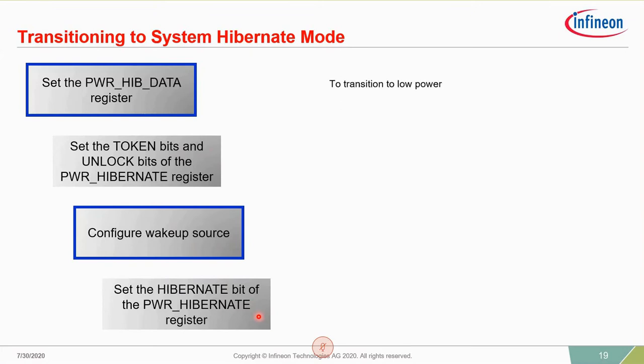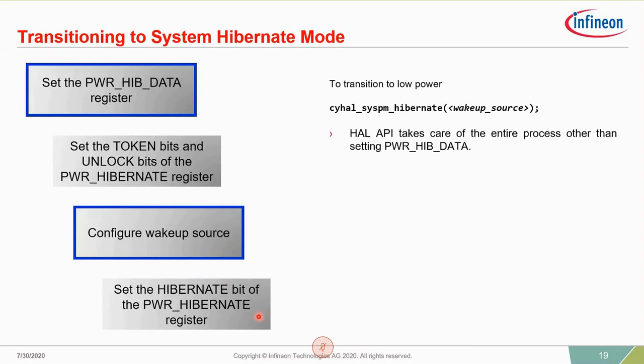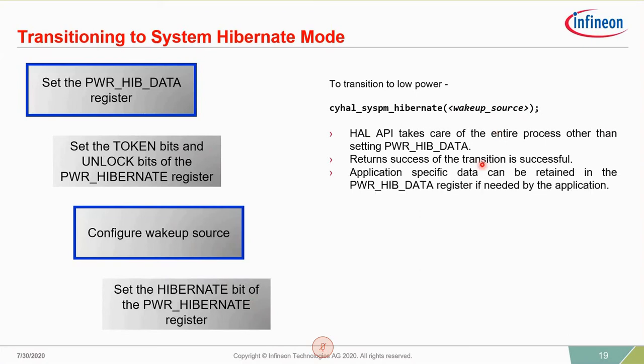And again, for all of this, we can use the HAL API directly, and the application needs to provide the wake up source here. I mentioned freezing GPIO states. If you have used PDL, then you might remember explicitly calling the unfreeze GPIO API to use the GPIO again when the device wakes up from hibernate. But in Modus Toolbox, this is taken care of for you and it is called in the BSP init itself.